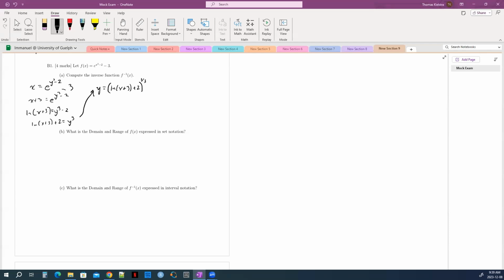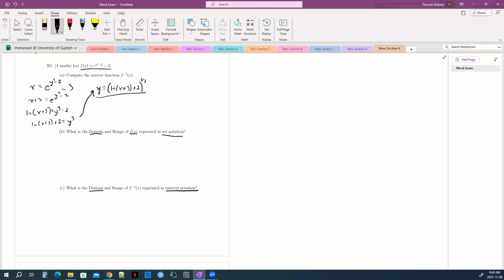And now we're looking: do I have any domain constraints here, and here? These are the two places we're looking for domain constraints. I solve for the domain of the original function and the domain of the inverse function first, and then I use the fact that the range of the original function is the domain of the inverse, and the range of the inverse is the domain of the original. Here we're asking for set notation, and here we're asking for interval notation.